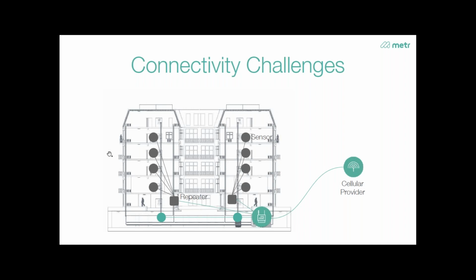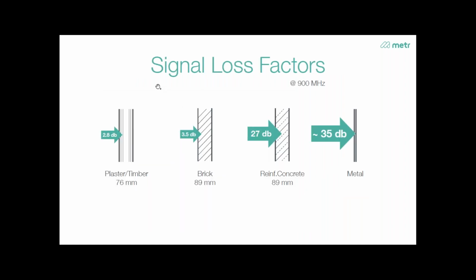One of the challenges we're facing, because we're down in this basement, is, on the next slide, the signal loss factors of materials. These are signal loss factors at roughly 900 megahertz. On the left-hand side, we start with plaster timber, for example. You usually lose 2.8 decibels going through that material. If you go through a brick wall, a standard 89 millimeter brick wall, you might lose 3.5. These two constructions are what you find in older buildings, quite common in Berlin, if they were built around 1900.